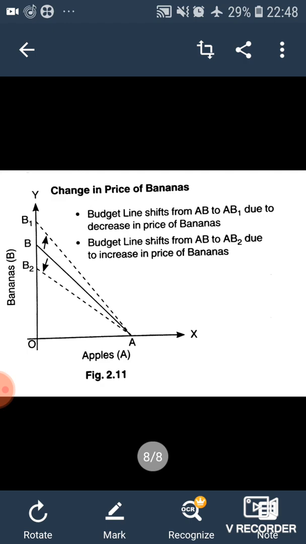what happens when prices are increasing? We are able to afford less. So from AB to AB2. And if the prices decrease, affordability will increase. We shift from AB to AB1.